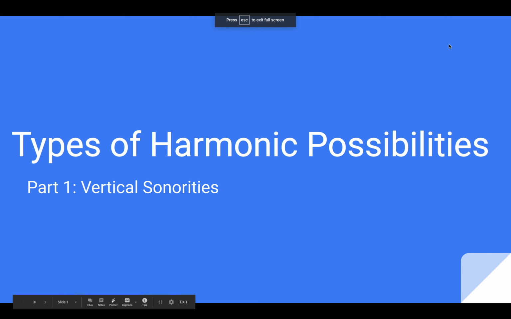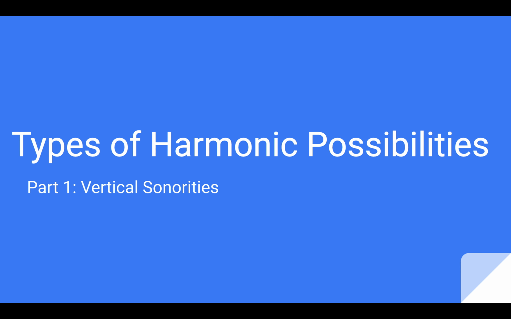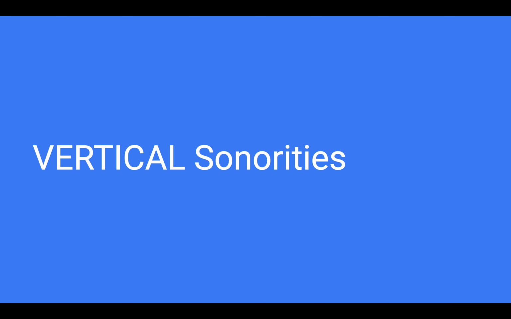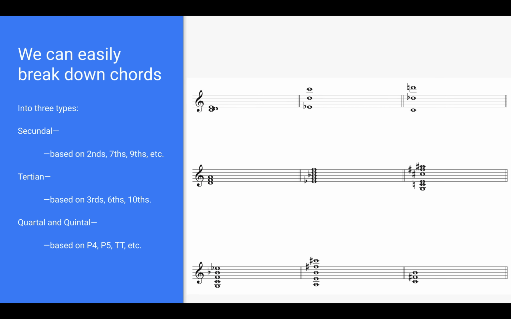Types of harmonic possibilities. Right now in this lecture, I'm going to talk about just the vertical sonorities, which essentially means chords. We can easily break down into three types. Secundal, which is based on seconds. Secundal means seconds. Seconds, sevenths, ninths, such as this.